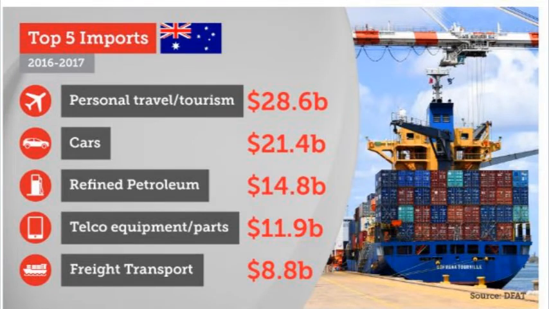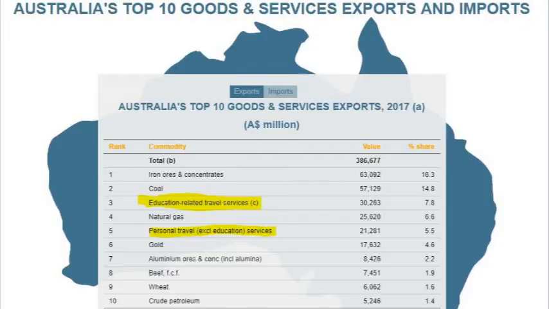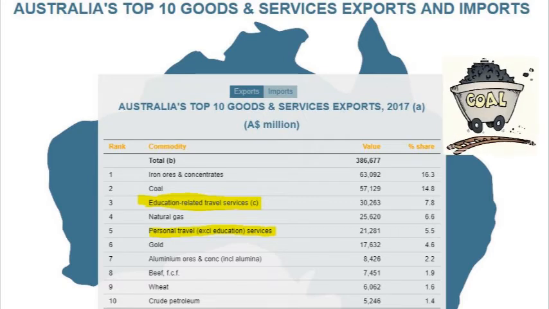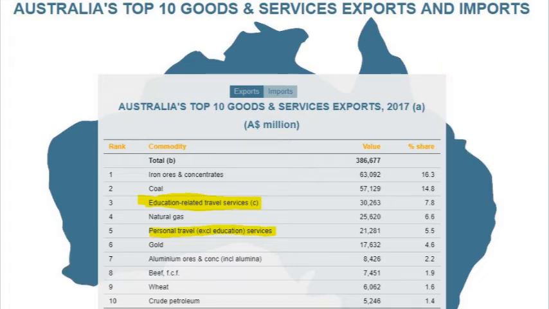If we look at the goods we import, we find out that we're large consumers of tourism, and we also import cars, petrol, and manufactured products. When we look at the goods that we export, we mainly export rocks and crops. We export iron ore, coal, wheat, and wool. When we look at services, we can see that education and tourism are becoming very important to our economy.